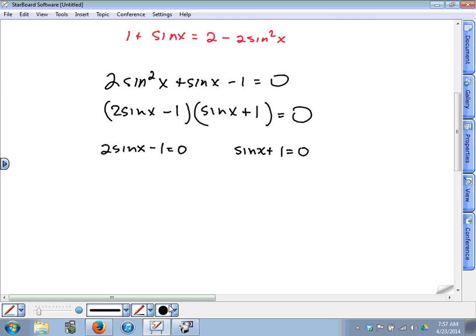Let's focus on the one on the left right here. What are we doing there? Add 1, divide by 2, exactly. So sine x, if you add 1 and then divide by 2, you're going to get a 1/2 over here. So sine of x equals 1/2.